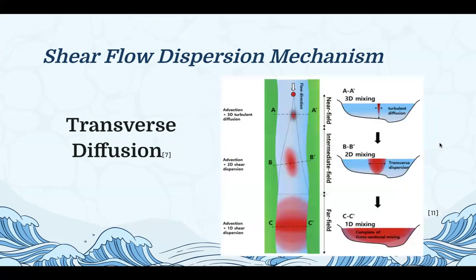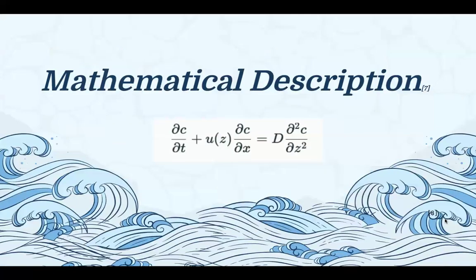And lastly, we're going to talk about transverse diffusion. For shear dispersion to occur, there must be diffusion in the direction transverse to the flow. This transverse diffusion helps to smear out the concentration differences created by differential advection, leading to a more uniform distribution of the pollutant across the flow, which you can see quite clearly in this image here.